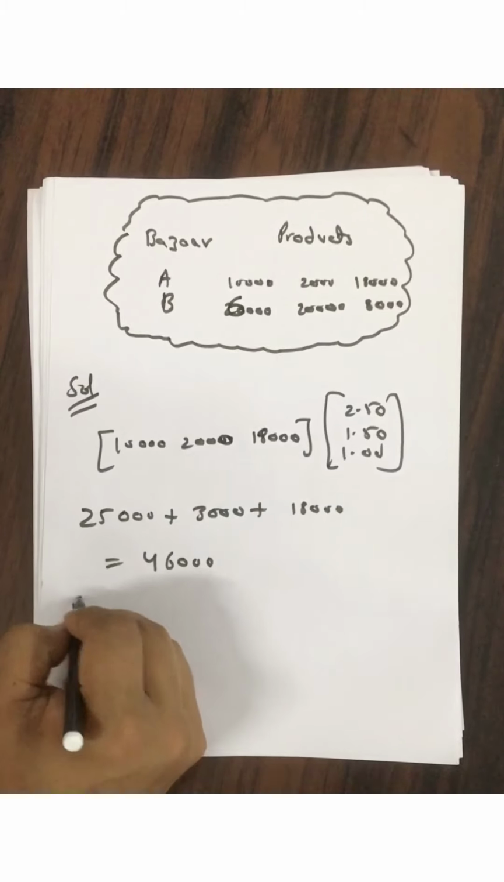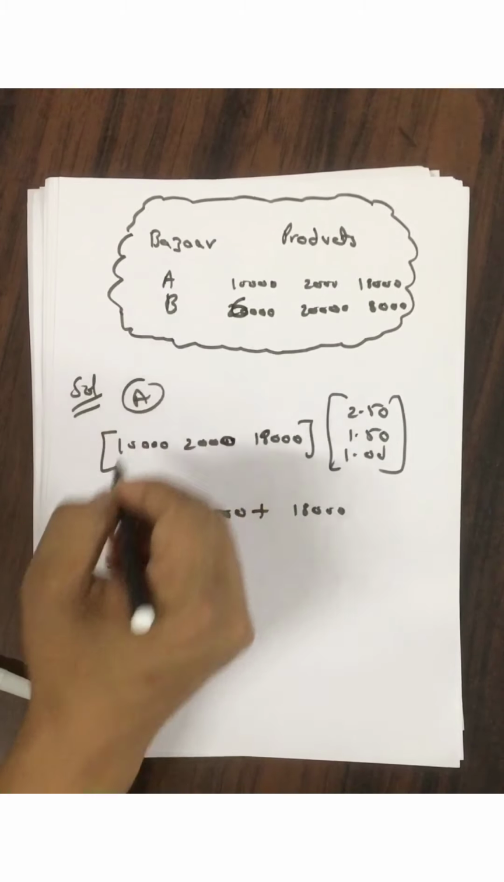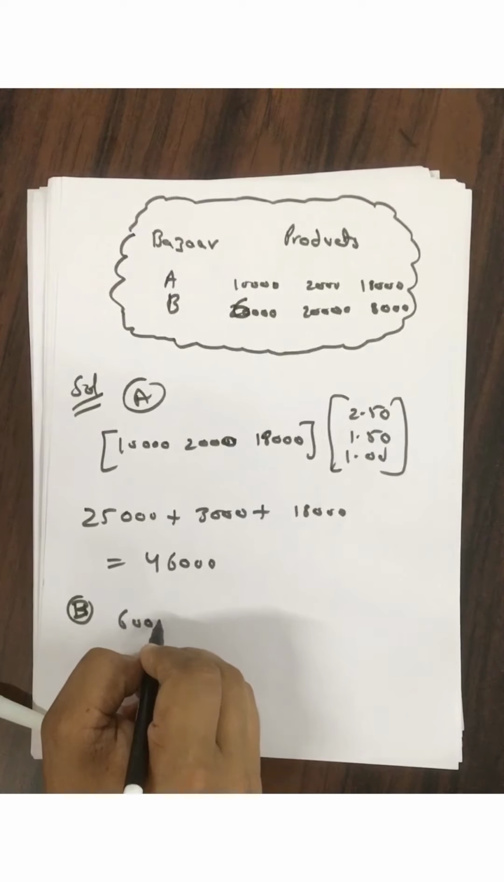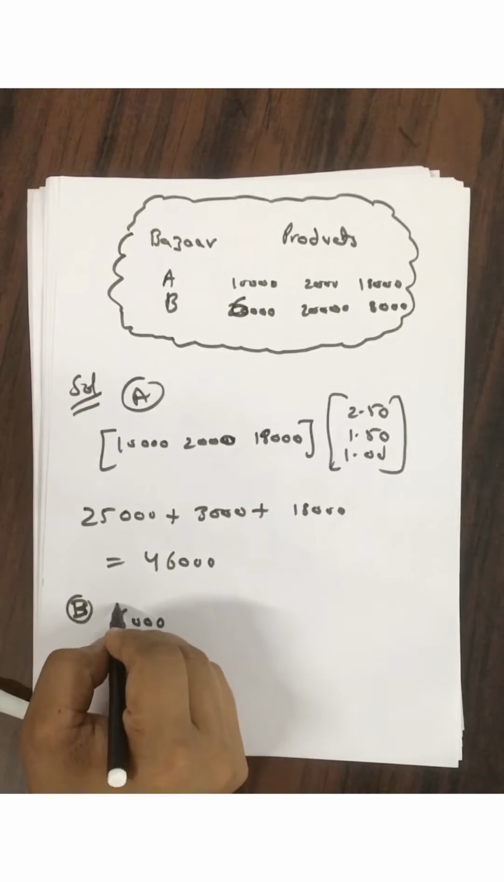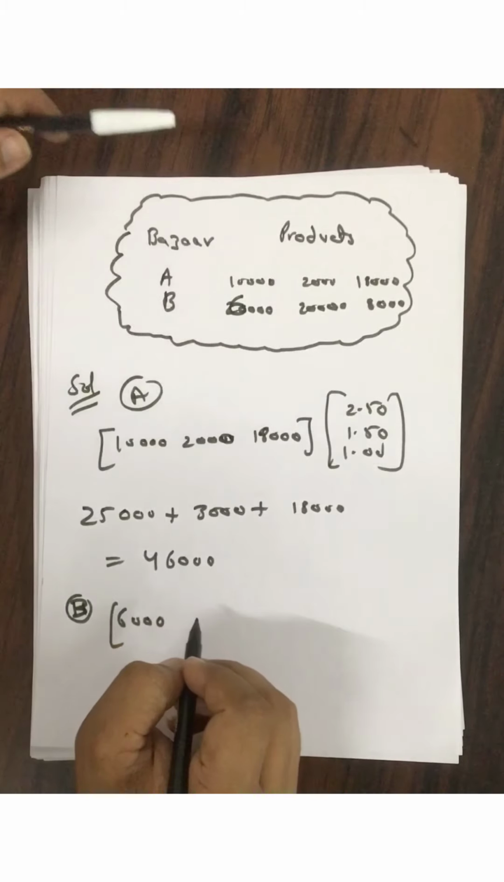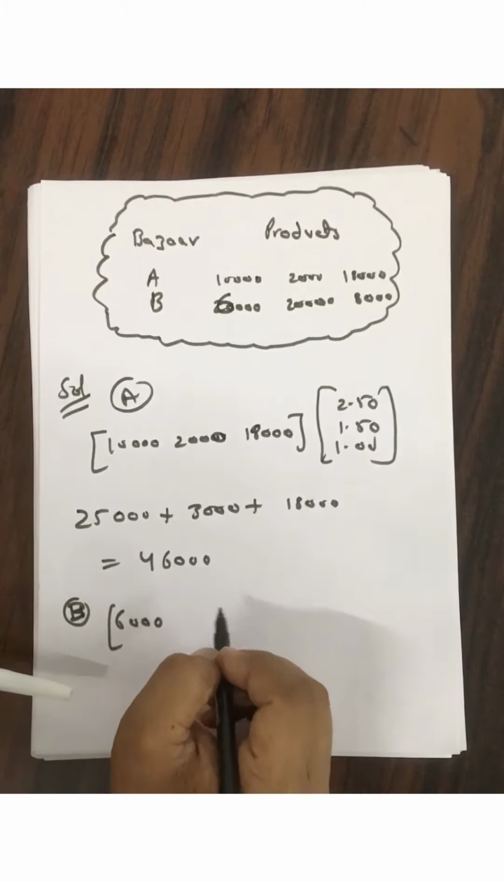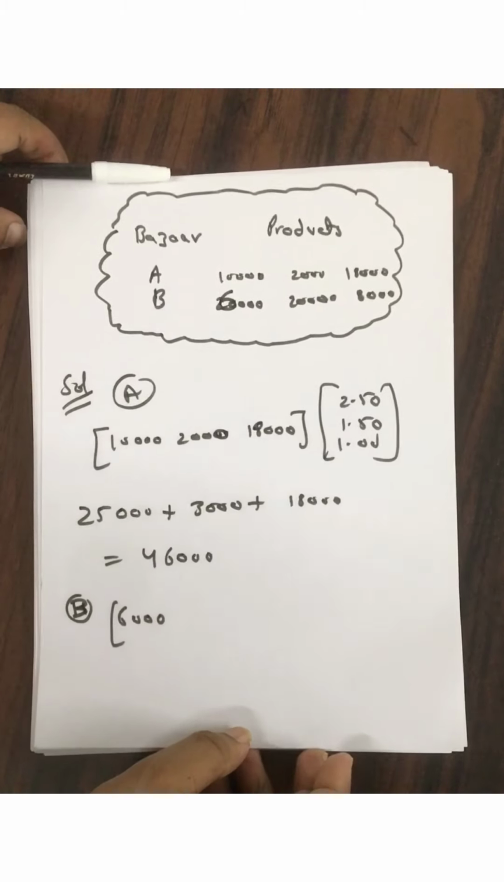And from the second market, this was A market, this is second market, B market. Again 6,000. Now second is how much? 20,000. Shift a bit.